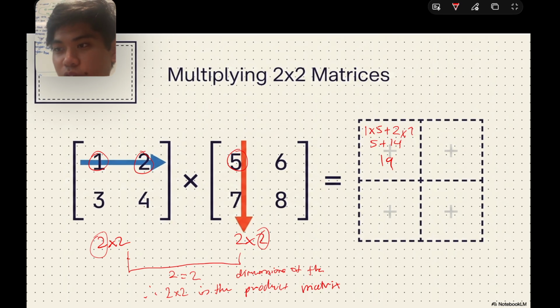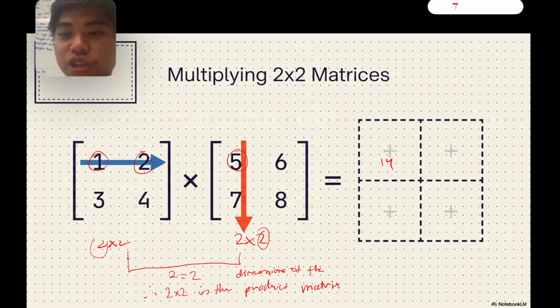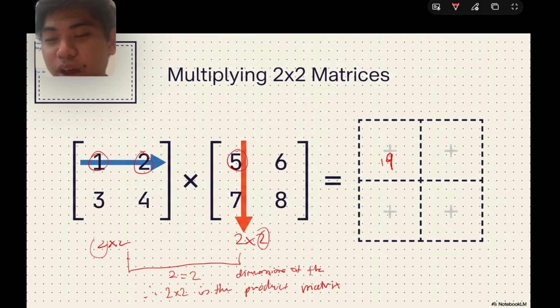Obviously in the actual matrix, you would not show this working out. You would do it outside or in your head if you're confident, but still make sure that it is correct. You can have the working out, but make sure you don't cram it into one matrix. They have to be separate. If you're going to do working out, you can still do 1 times 5 plus 2 times 7.